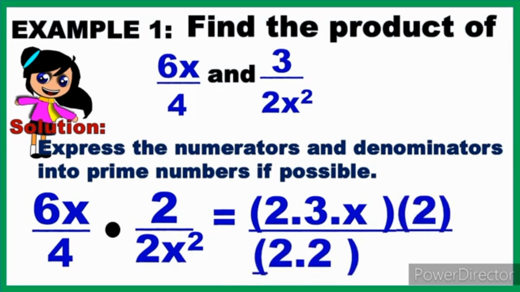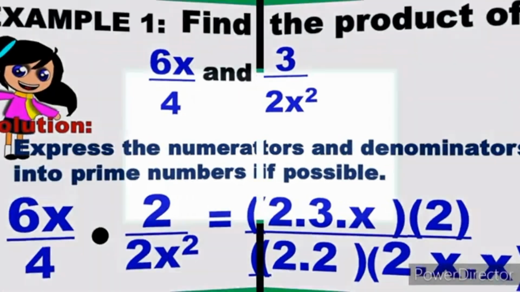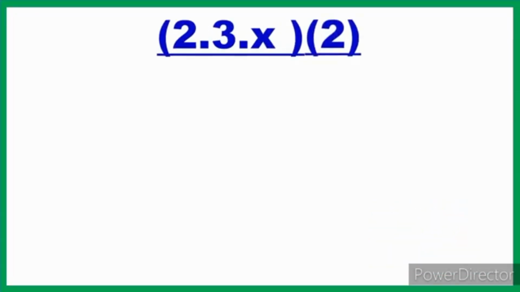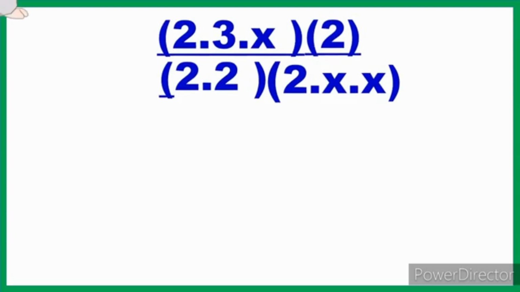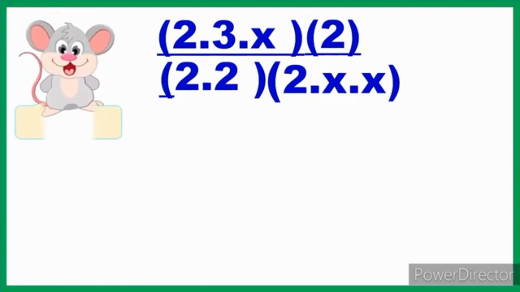All over the factor of 4 is 2 times 2, and 2x squared is 2 times x since naka-square yung x, which is 2. Okay, next, 2 times 3 times x times 2 all over 2 times 2 times 2 times x times x. Okay, then we're going to simplify.